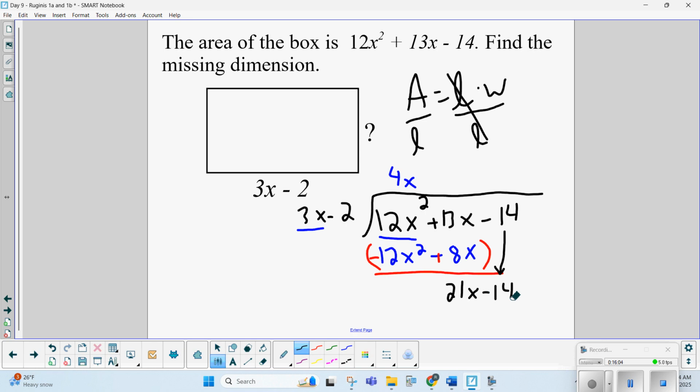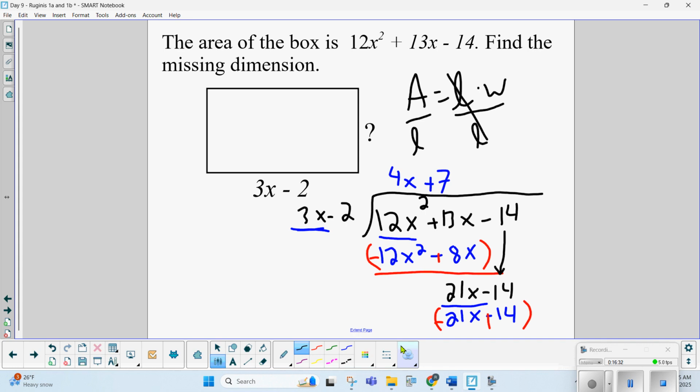Okay, and then we start over. So what do I need to multiply 3x by to get 21x? Well, that would be 7. 3x times 7 is 21x. 7 times negative 2 is negative 14. We'll subtract. Distribute the negatives. So that becomes negative 21x, positive 14.